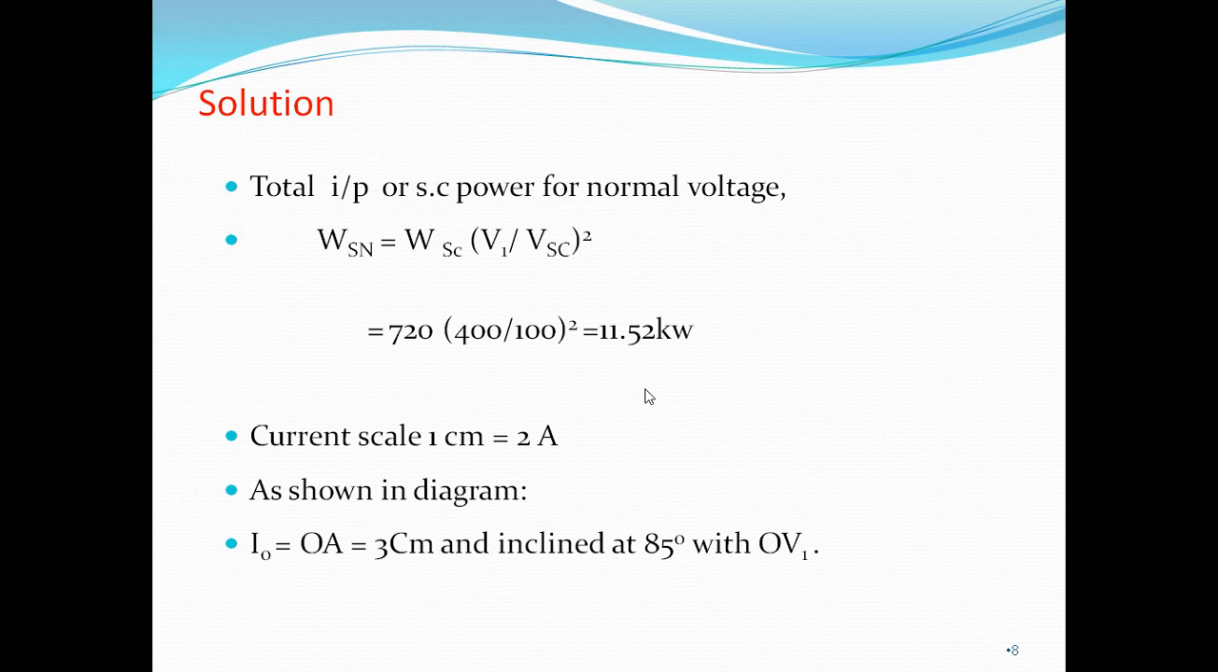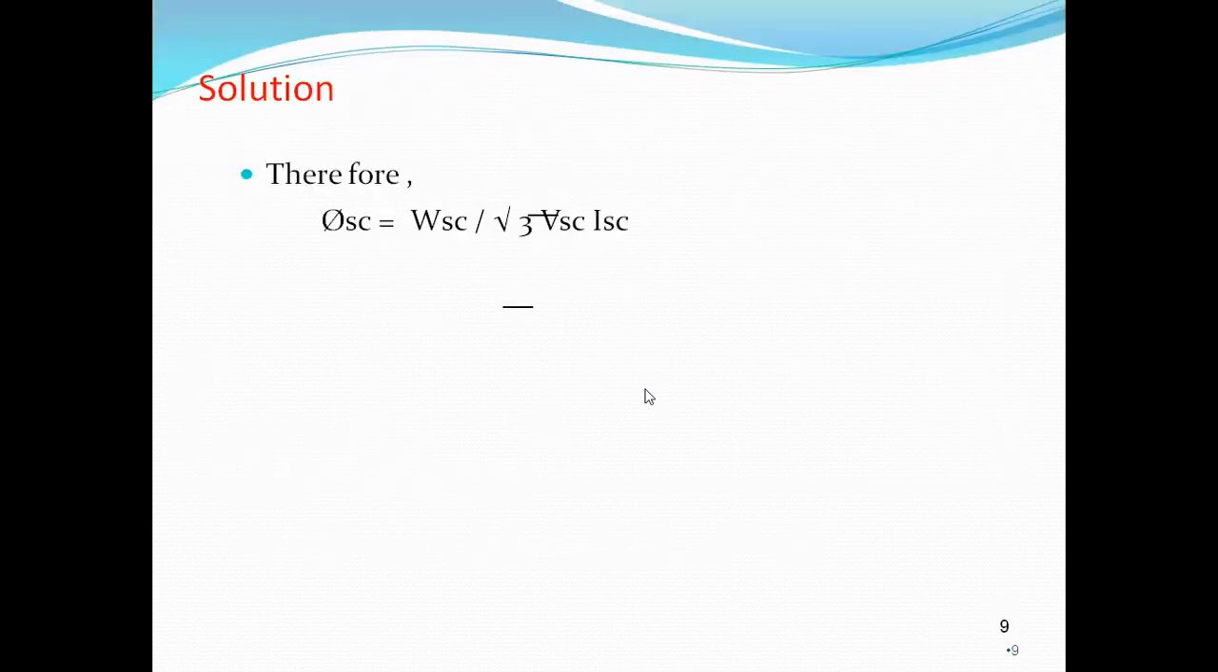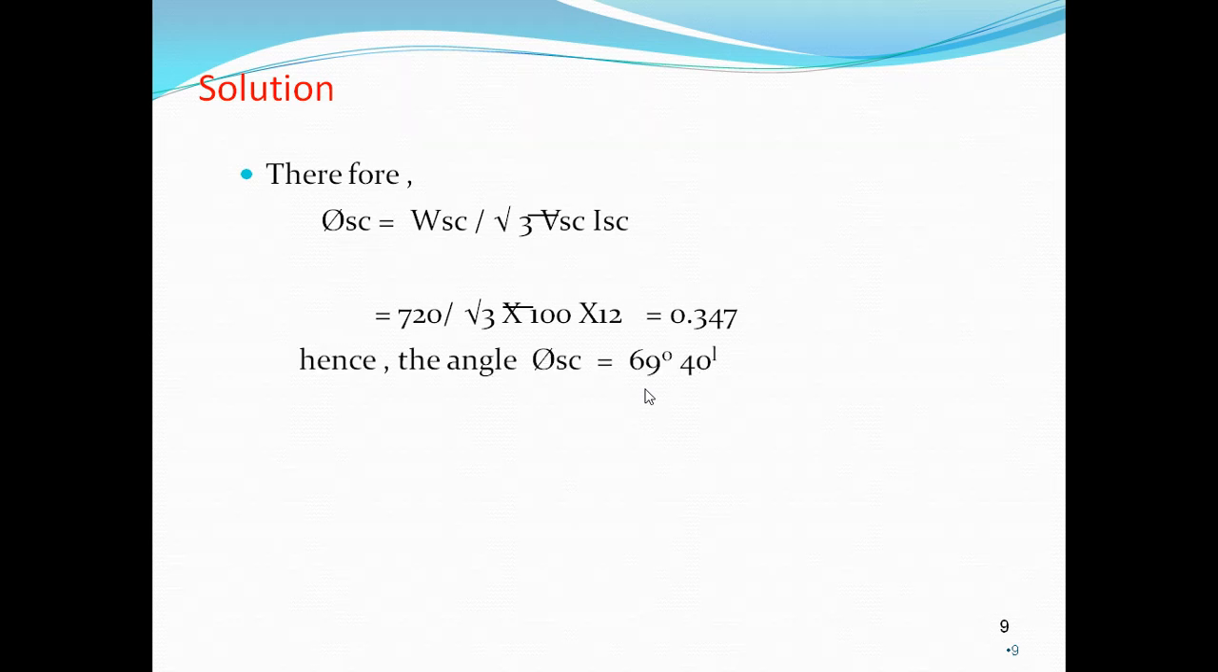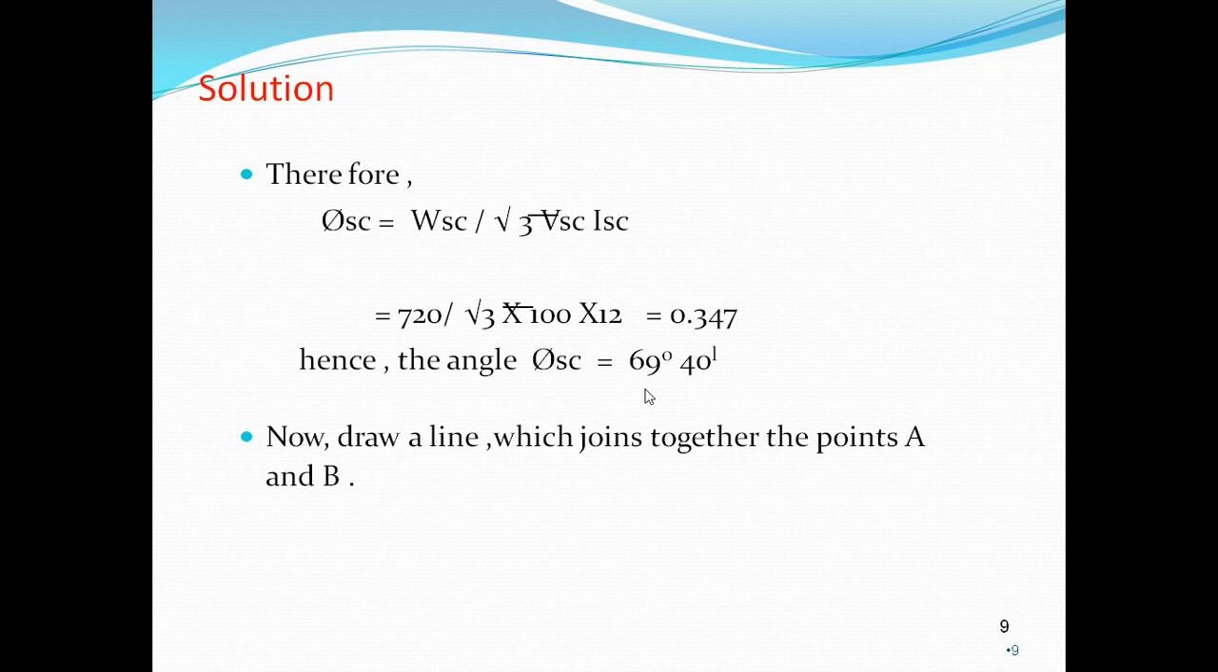First we will draw I naught at 87 degrees at 3 centimeters. So cos phi SC is equal to WSC by root 3 VSC ISC. So that is 720 by root 3 into 100 into 12. So that is 0.347. So from this phi SC is equal to 69 degrees.